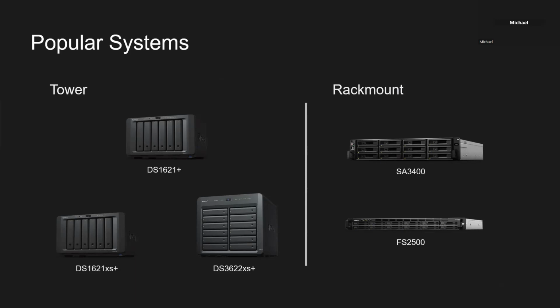Then we have the 12-bay, which is the S3622XS Plus. Again, this has 10 gig built in. It's got a different Xeon processor inside as well, but the main difference here is the expandability. Obviously, going from 6 drives to 12, you can really populate this with hundreds of terabytes with the expansion chassis as well. On the rack mount side, a popular unit for us is the SA3400.